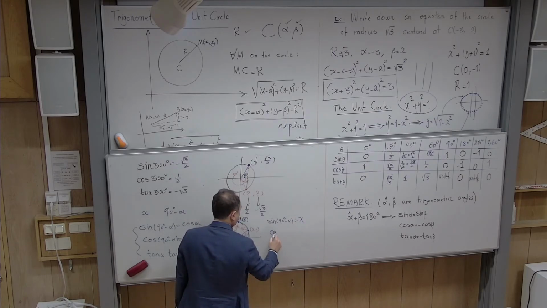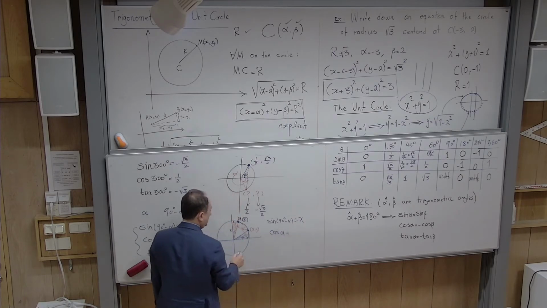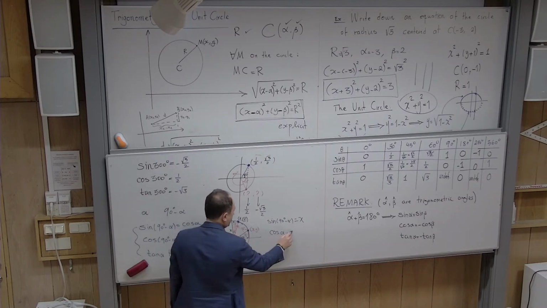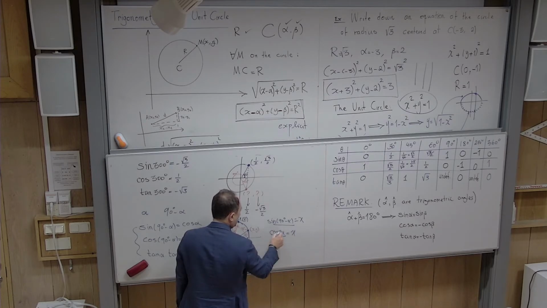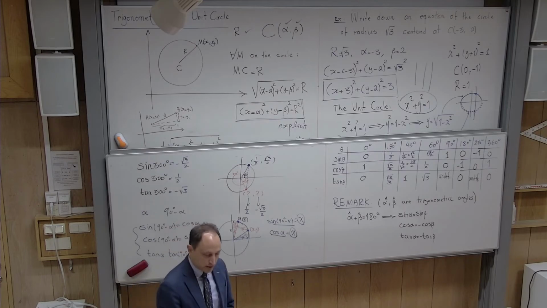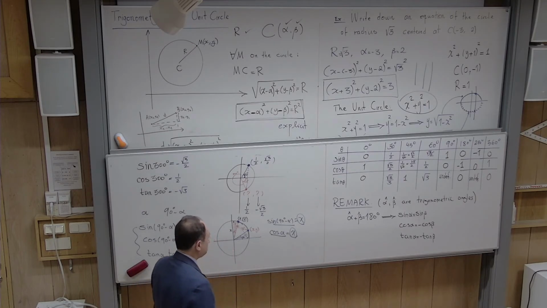If I ask you what is cosine alpha, you will tell me that I will find alpha and read the x coordinate, which is exactly x. Both of these numbers are equal to x, so they have to be equal. Okay? So that's also one way to understand that.